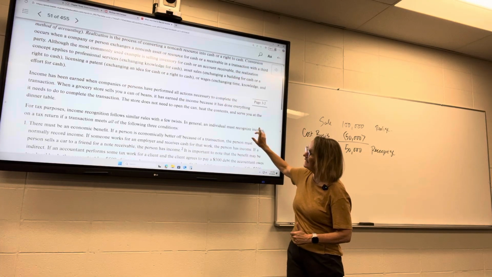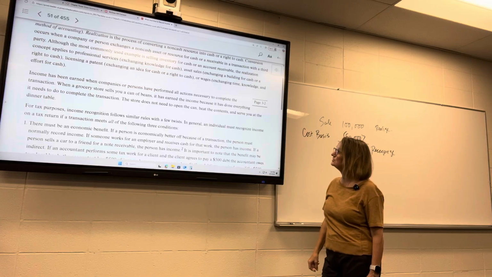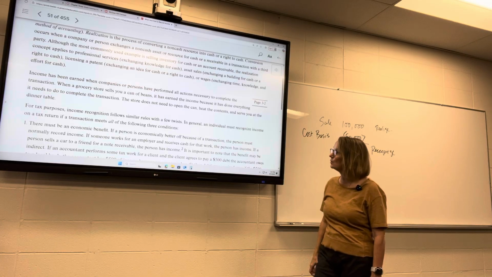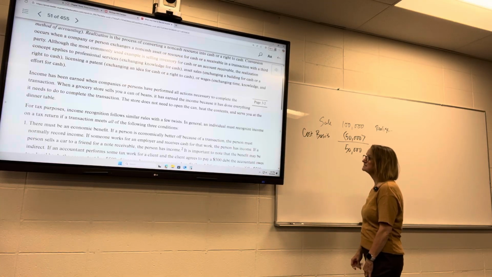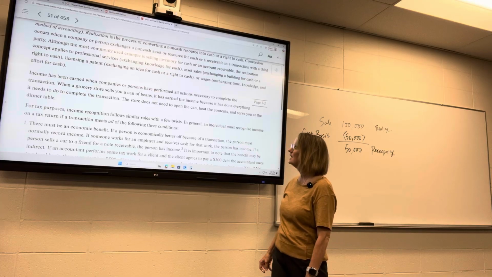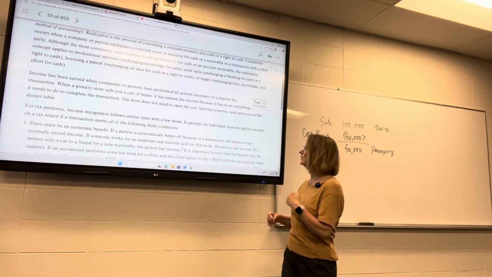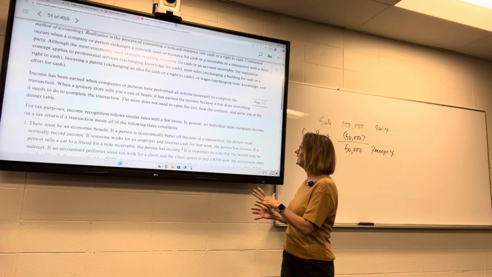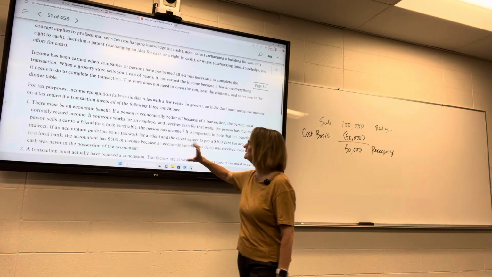So income is earned when companies or persons have performed all actions necessary to complete the transaction. So when a grocery store sells a can of beans, it has earned the income because it has done everything it needs in order to complete the transaction. For financial accounting purposes, that's when we realize that income. For tax purposes, it's a little bit different.